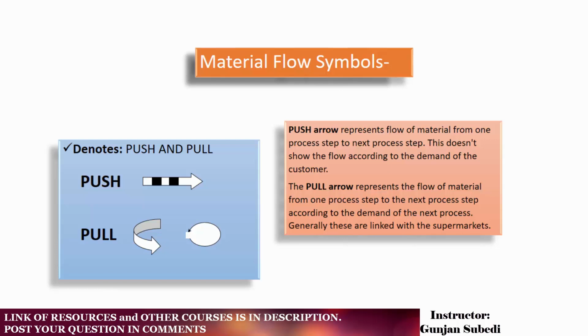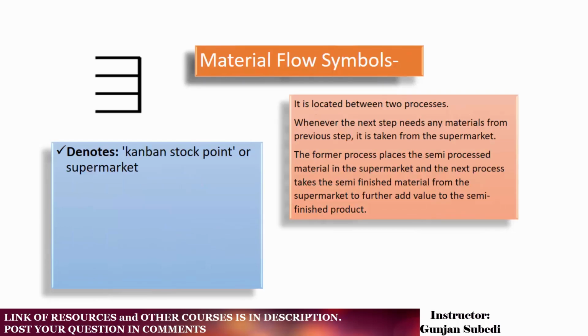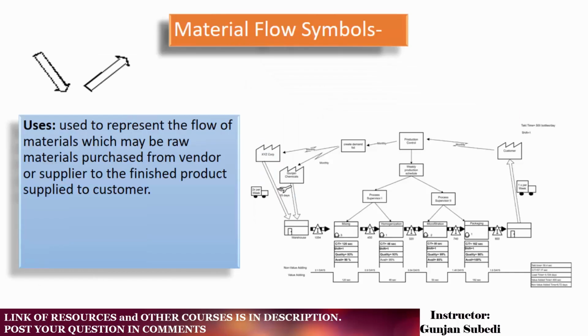Generally, these are linked with the supermarkets. So what are supermarkets? This symbol represents a Kanban stock point, also called supermarket. It is located between two processes. So, whenever the next step needs any material from previous step, it is taken from the supermarket. The former process places the semi-processed material in the supermarket and the next process takes the semi-finished material from the supermarket to further add value to the semi-finished product.